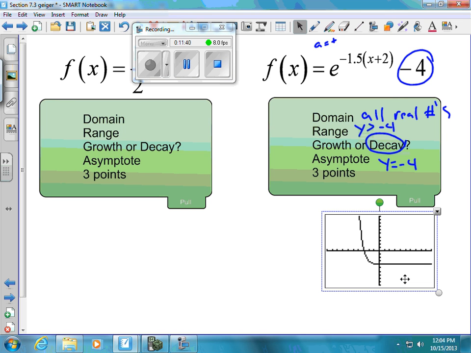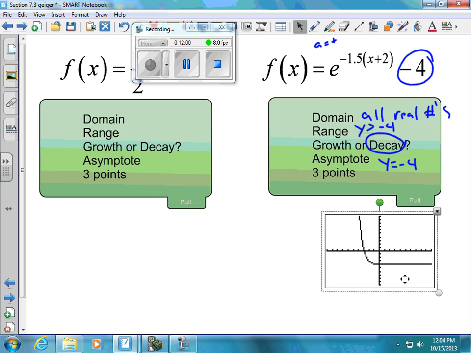We said it was going to be all real numbers. Our range, our values are above the asymptote line, y equals negative 4. So y is greater than negative 4. It is a decay function. It goes down from left to right. That's how you can also picture it. Growth versus decay. Decay goes down from left to right. The growth functions go up from left to right, as on the last one.